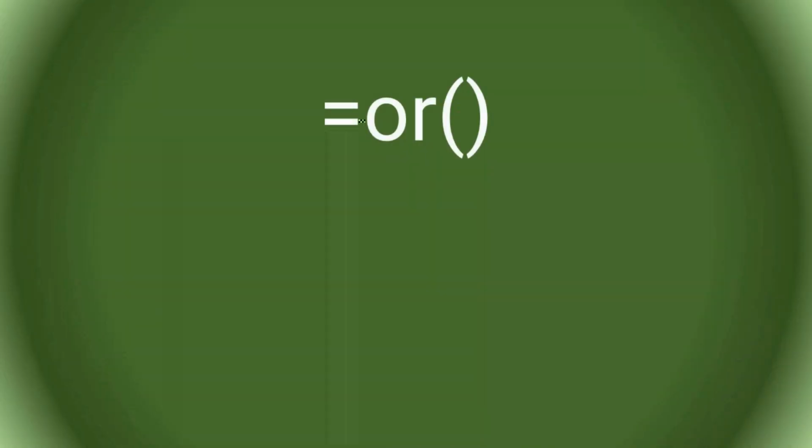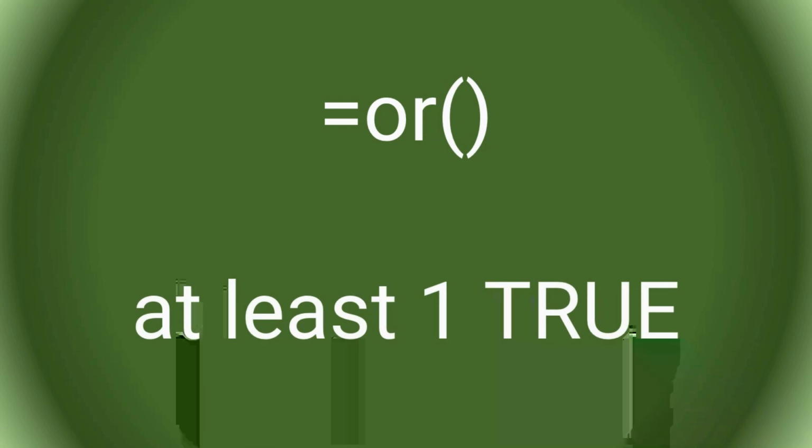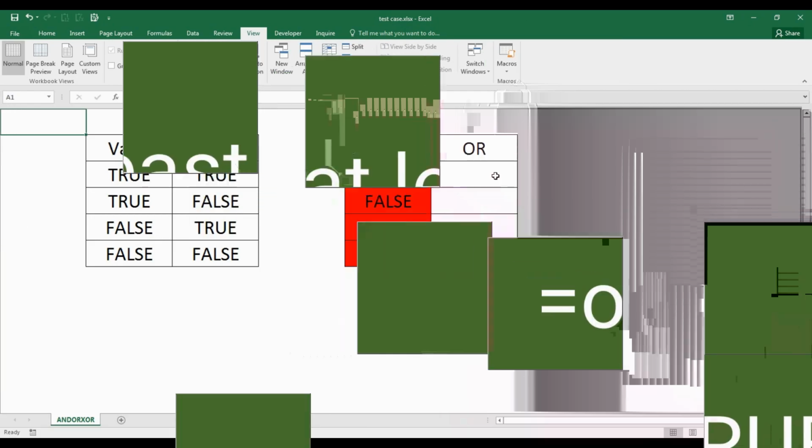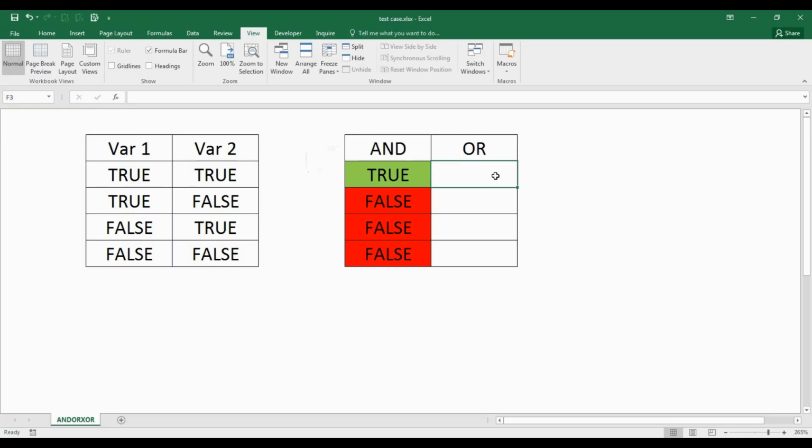OR function. It will return you true if at least one of the values that you are providing to the function is true. So now let's create an OR function. To do that, we add equal sign, enter OR, and select first value and the second one.